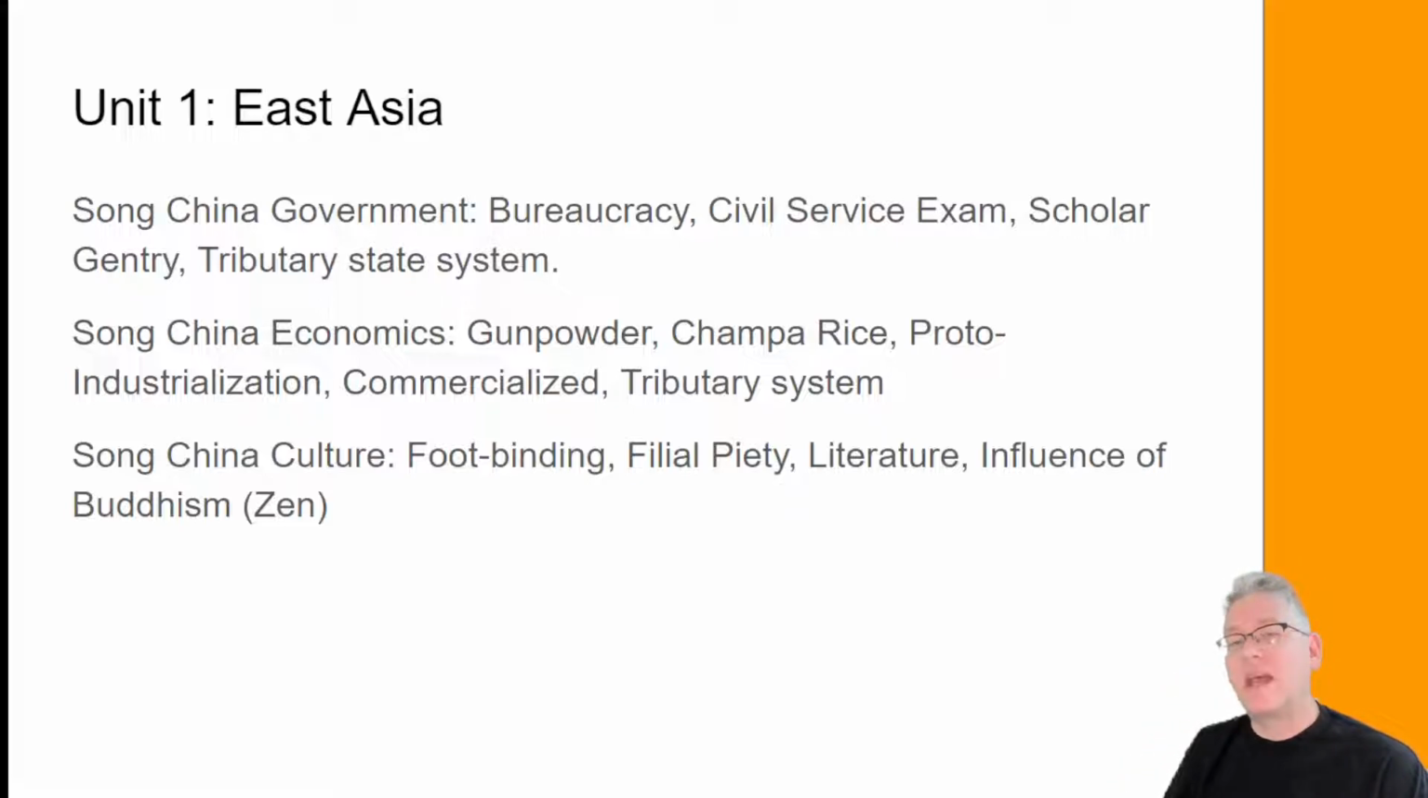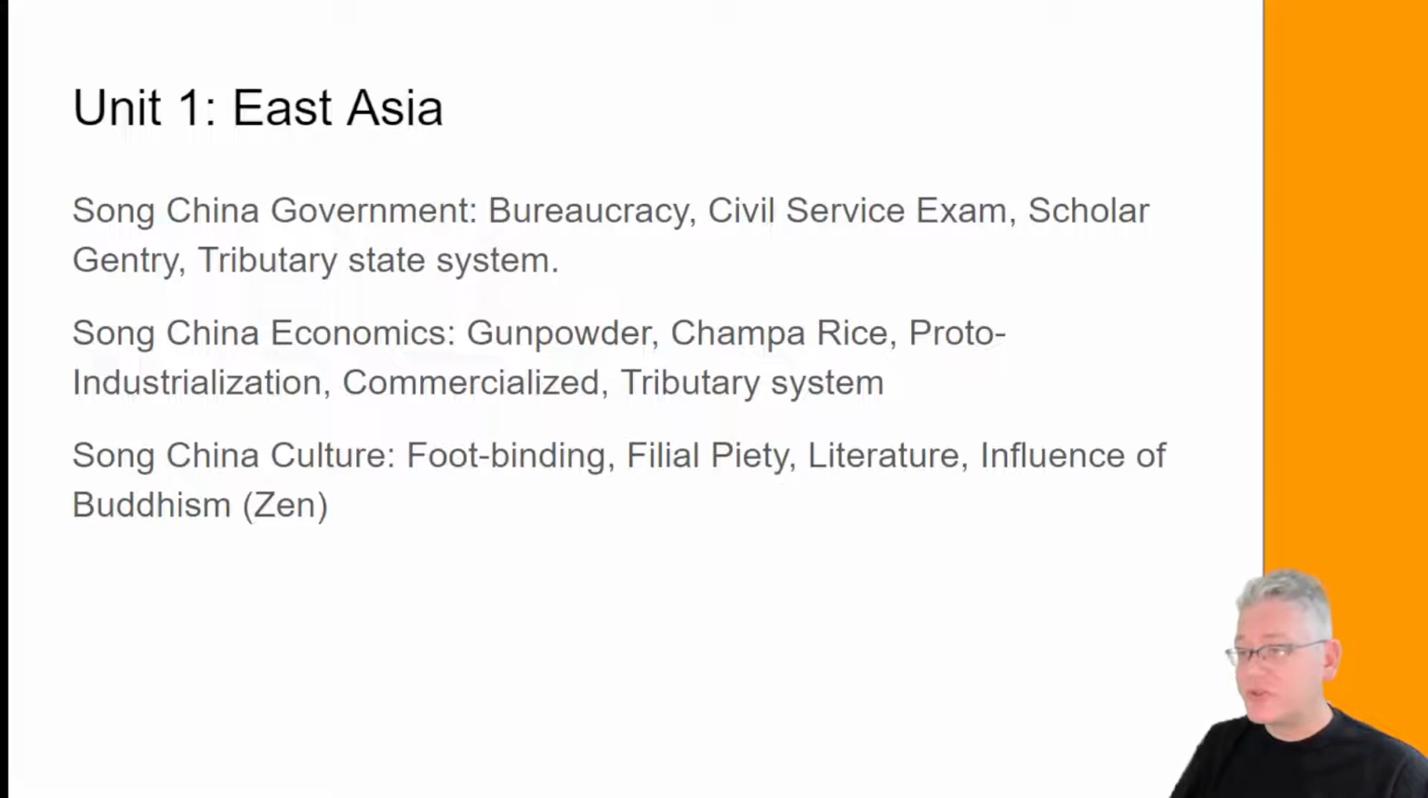The Song Chinese economics, then, they are incredibly inventive. So we have gunpowder in this time period. We have this kind of proto-industrialization. They are going to be commercialized. And also Champa rice is going to be very important. This is a super fast-growing kind of rice that they're going to get from the Champa region, which is kind of Vietnam. It can be basically planted and harvested twice a year, which means a huge increase in calories and food for all the people in those areas.